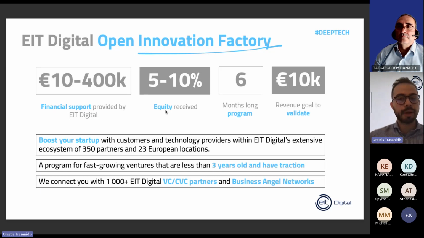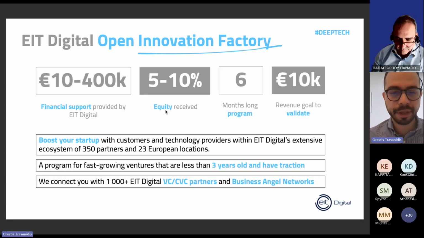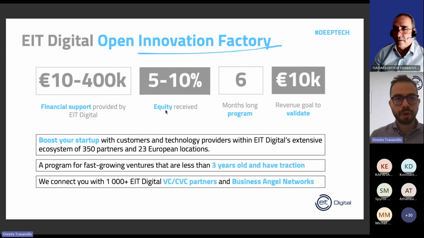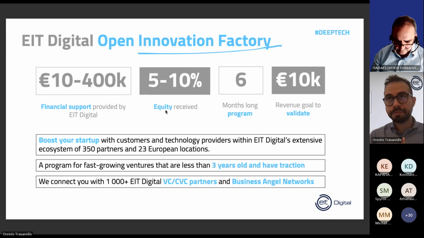It is a 6 months long program, in order for them to access new markets, to maybe even develop further their technology. What is important to say there is that we are giving this money in order for the startup to work with another company. For example, I will give you a simple example of what I mean. We want a Greek startup to collaborate with a technology provider, for example in France, in order for them to access this market. So we will fund this activity, this expansion of the startup to another market. We want to build bridges.